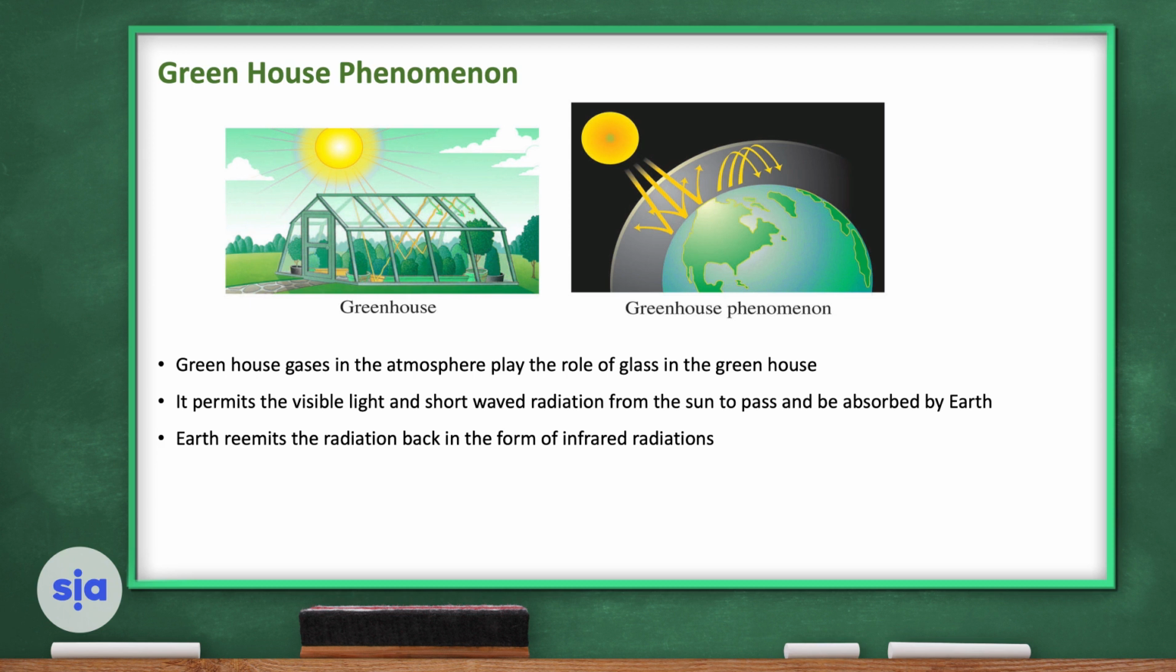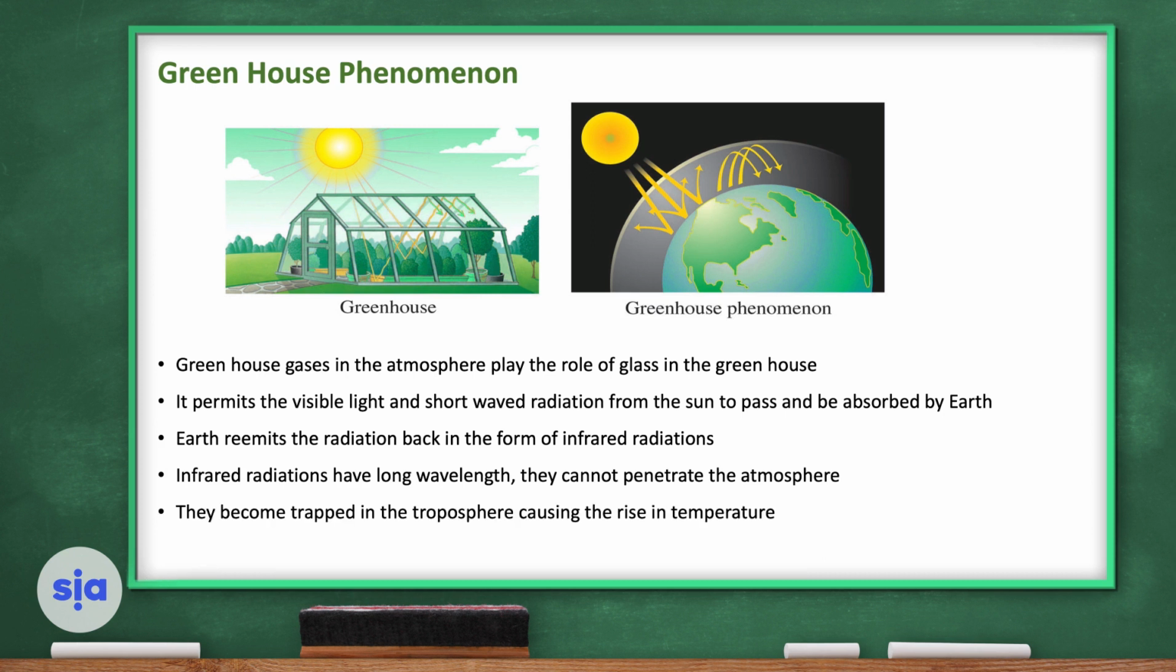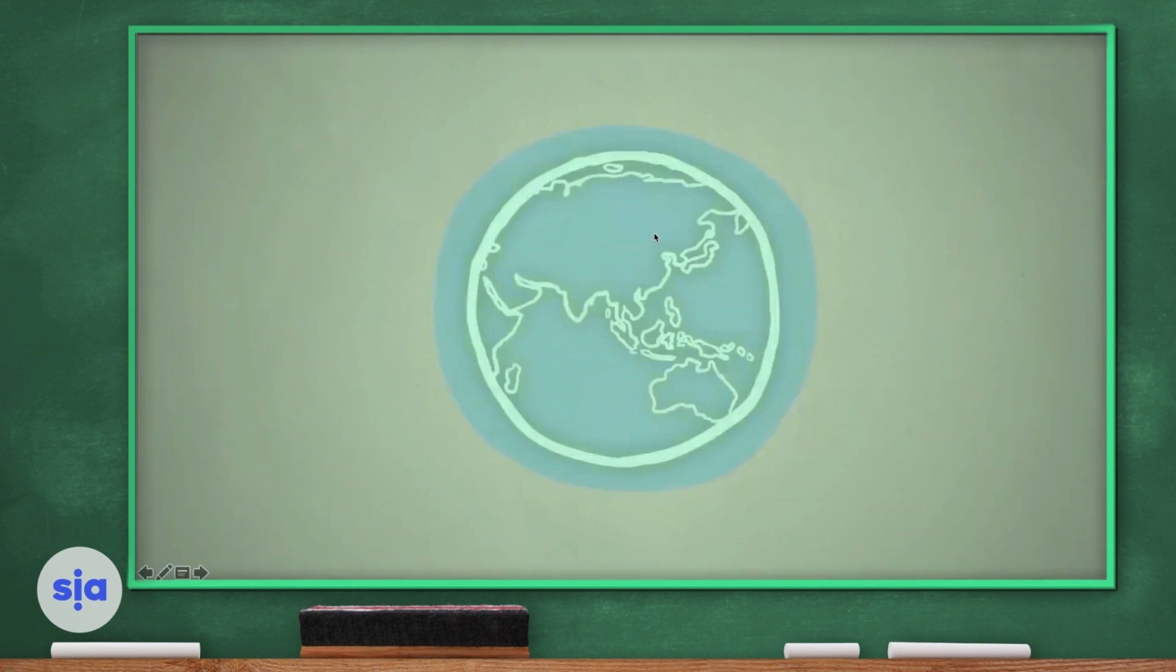So this means that the Earth will absorb some of the radiation from the sun and will emit others in the form of infrared radiation. And infrared radiation has a long wavelength. It cannot penetrate the atmosphere. It cannot leave the atmosphere to space. At the same time, infrared radiation has a thermal effect. It becomes trapped in the troposphere, causing the rise in the temperature of our planet.